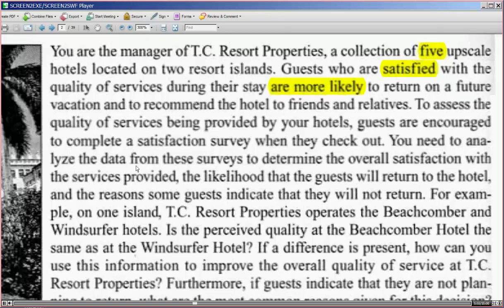You need to analyze the data from these surveys to determine the overall satisfaction. Overall satisfaction with the services provided. So there's overall satisfaction, the likelihood of return to the hotel, and the reasons some guests indicate they will not return.